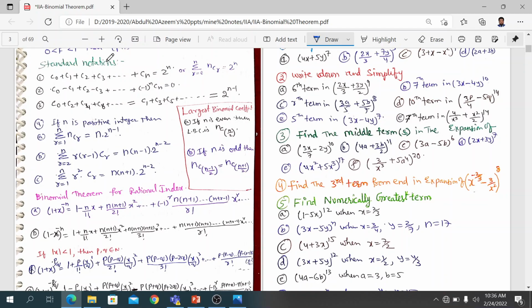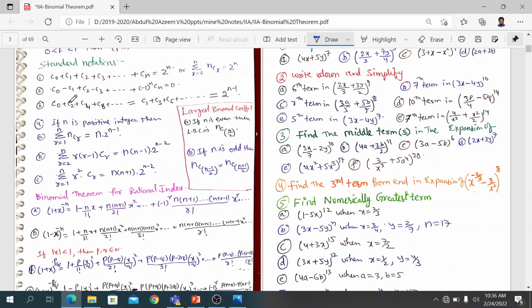Standard notation. What are the standard notations? C0 plus C1 plus C2 plus C3 up to Cn is equal to 2 power of n, or sigma r equal to 0 to n, nCr is equal to 2 power of n. Likewise, second, C0 minus C1 plus C2 minus C3 plus up to minus 1 power of n, Cn equal to 0. It means alternate plus or minus is 0.